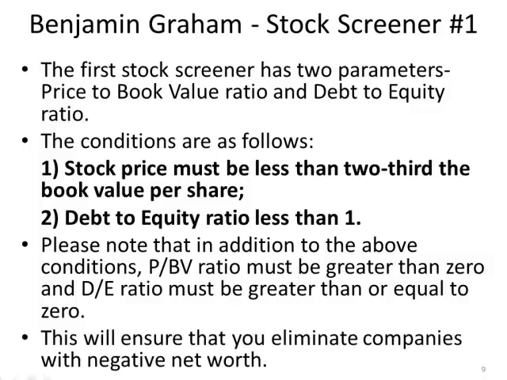So the 0 conditions, that we must have P over BV bigger than 0 and D over E bigger than 0, are there so that we eliminate companies with negative net worth. Typically if a company has negative net worth, then its book value will be negative, then its price to book will be negative as well, and we obviously want to avoid that situation. So with these 2 conditions, we should be able to filter the large list of companies into a much more manageable one.